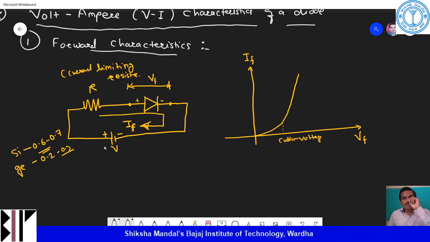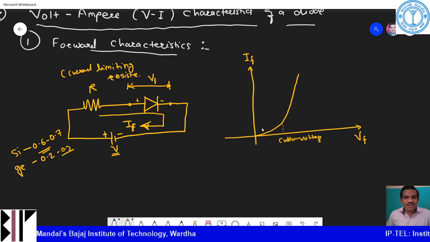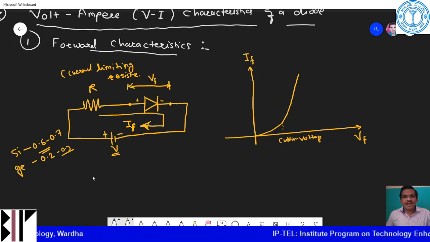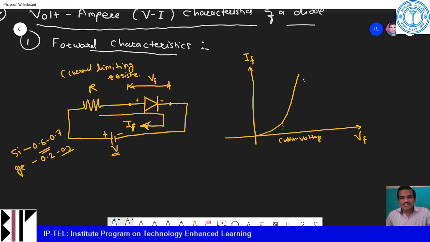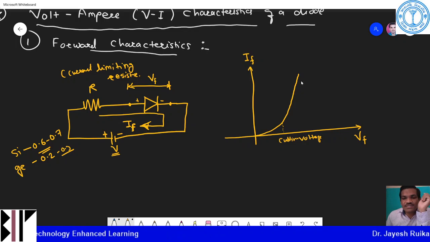And if your V, that is your applied voltage, is less than this particular value, your I, that is current, is not increasing. And when the applied voltage passes this cut-in voltage, the current starts to increase exponentially, which you can see in the VI, or volt-ampere, characteristic.